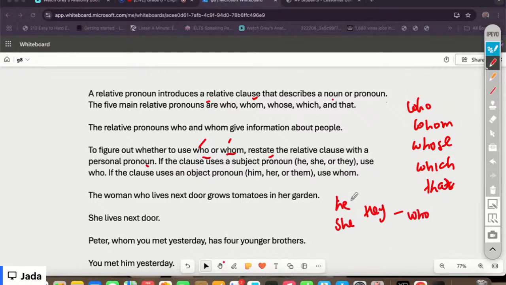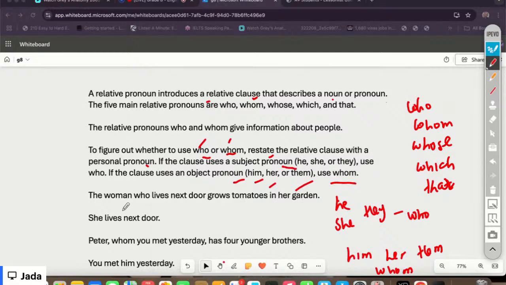And then if it uses him, her, them, you use whom. So you use he, she, they for who, and if the clause uses an object pronoun, him, her, or them, you use whom. And these are subject pronouns.